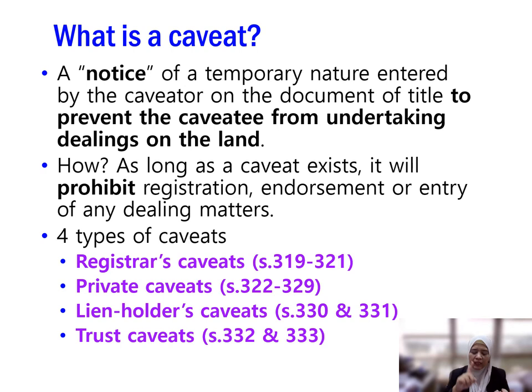So the Form 14A cannot be registered. Form 14B cannot be registered. The endorsement of the Section 213 tenancy exempt from registration will be prohibited from being endorsed on the title. So all this, the prohibition of the registration, the endorsement, the entry, will cause the dealing not to be entered onto the title. And there are four types of caveats.